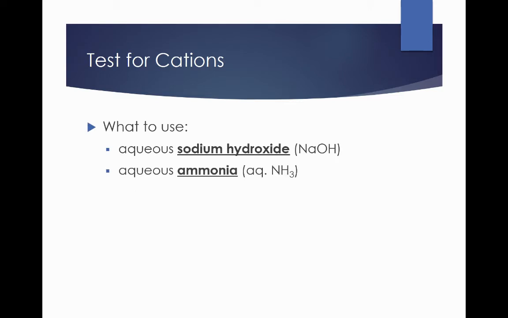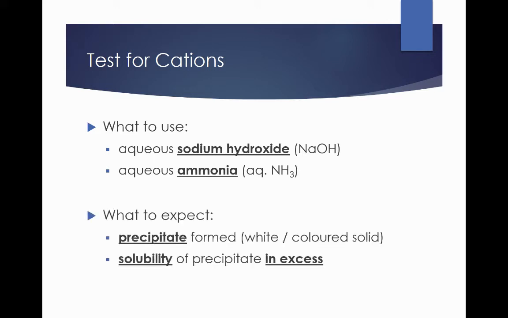Now, for the first kind of test, which is the test for cations, we use one of two things, either aqueous sodium hydroxide or aqueous ammonia. And what we can expect to see will be things like a precipitate that is formed, and it can be a white precipitate or a colored solid, and whether this precipitate is soluble in excess.